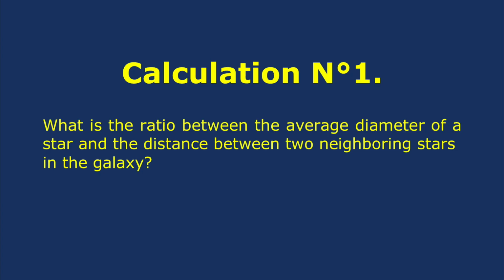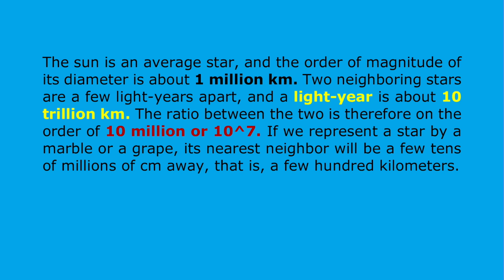Calculation number 1. What is the ratio between the average diameter of a star and the distance between two neighboring stars in the galaxy? Answer. The Sun is an average star, and the order of magnitude of its diameter is about 1 million kilometers. Two neighboring stars are a few light years apart, and a light year is about 10 trillion kilometers.